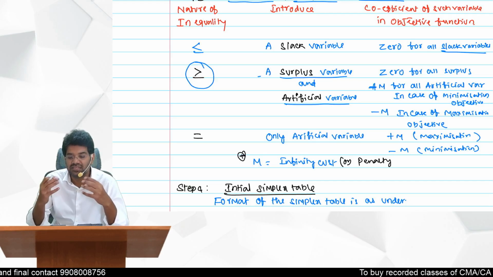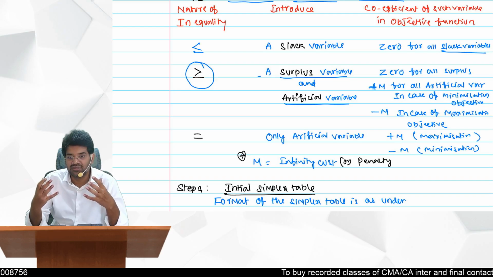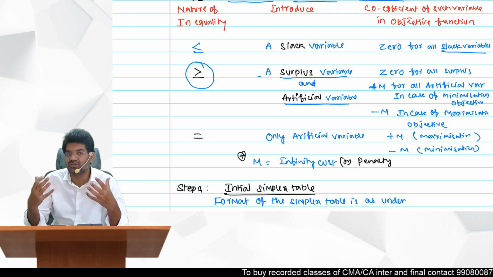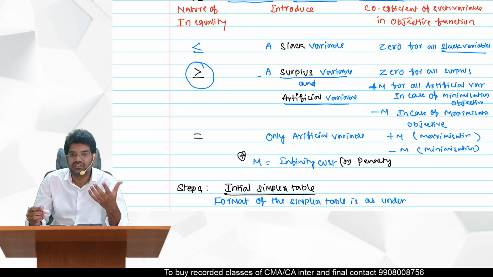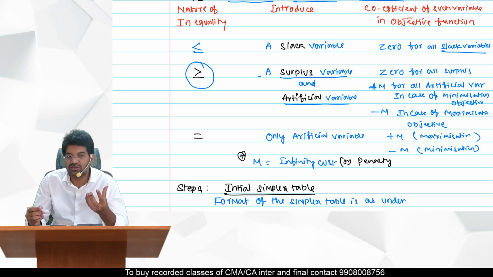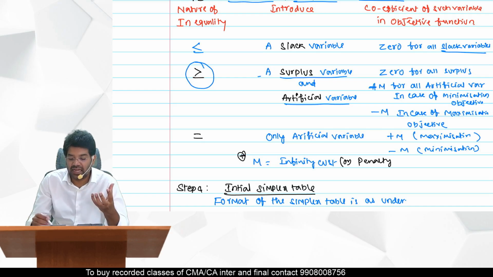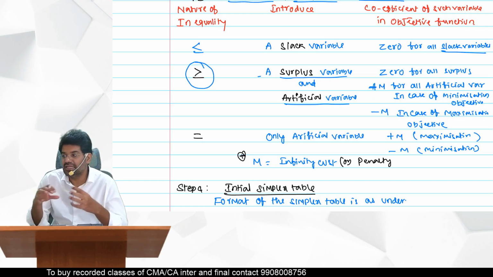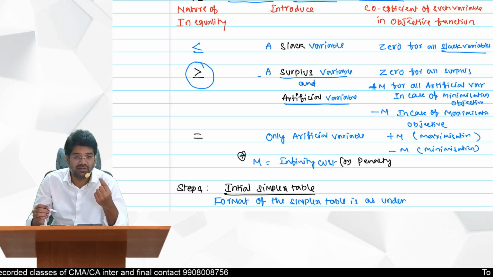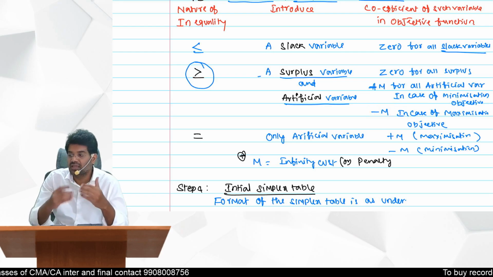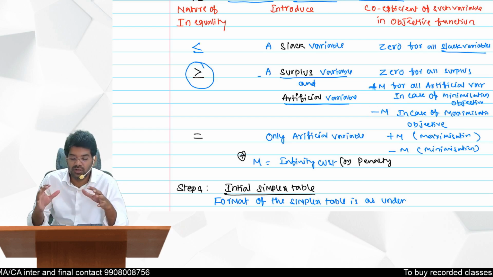To eliminate this, we should make sure that this is the highest cost. So to take it as the highest cost, we take M. M represents the infinity cost. So if it is minimization, we will add. If it is maximization, then we will deduct, so a minus symbol will be there. Okay, so when we convert a problem, then you will know the meaning of this.